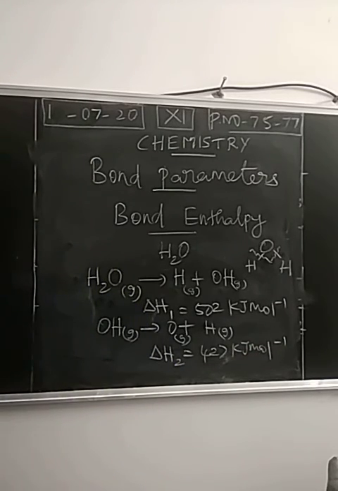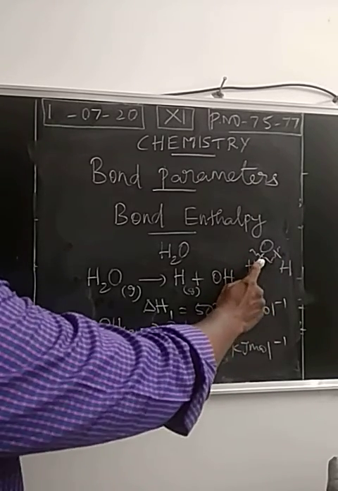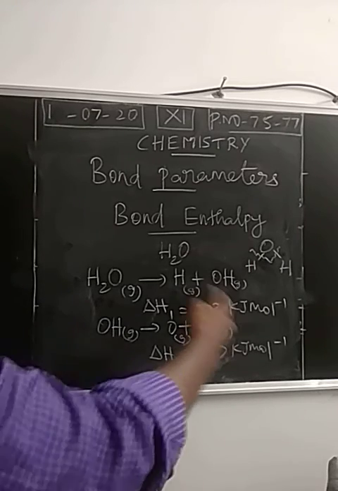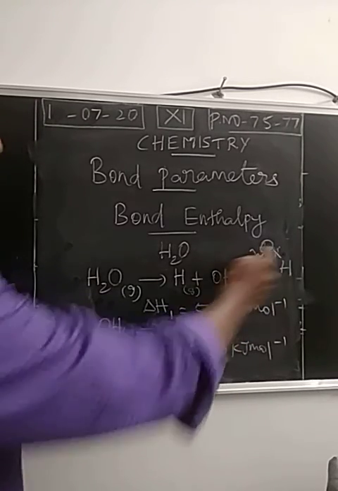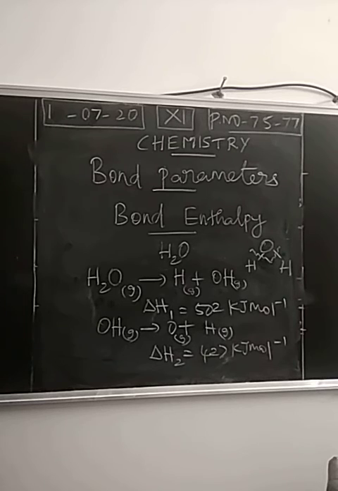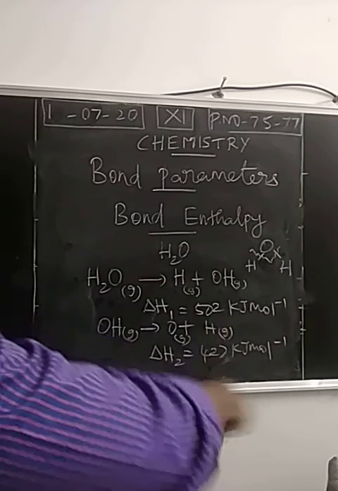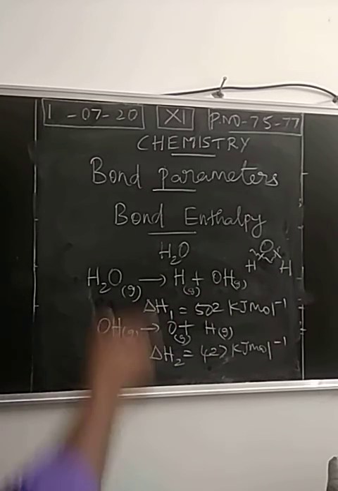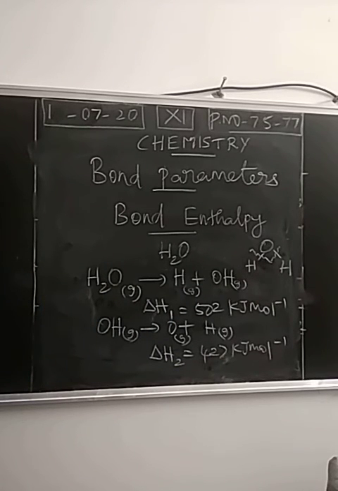As I said already, in appearance both covalent bonds are similar. Oxygen is bonded with two similar hydrogen atoms. We think that the bond enthalpy for this bond as well as this bond will be similar, but it won't be like this. To break this covalent bond, we need a different amount of energy, like 502 kilojoule per mole. To break another covalent bond, we need a different amount of energy, like 427 kilojoule per mole. So we take the average of these two values. So the bond enthalpy of water is always expressed in terms of average bond enthalpy.